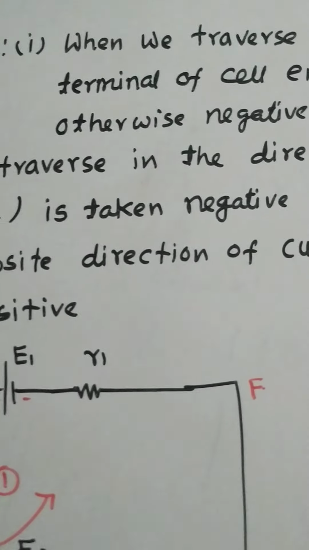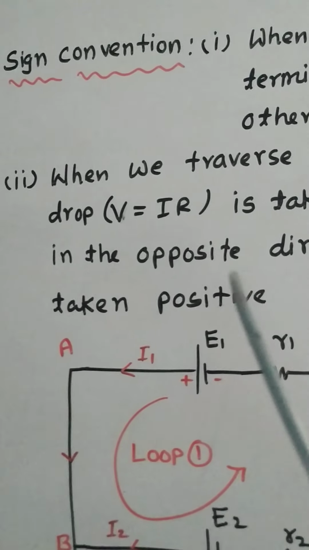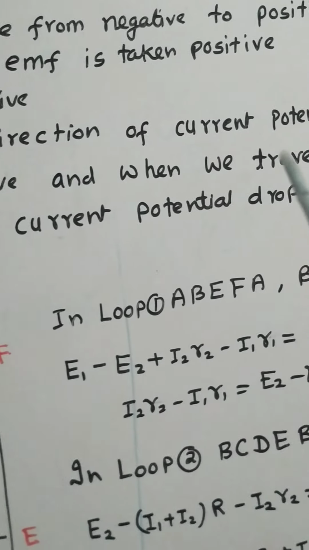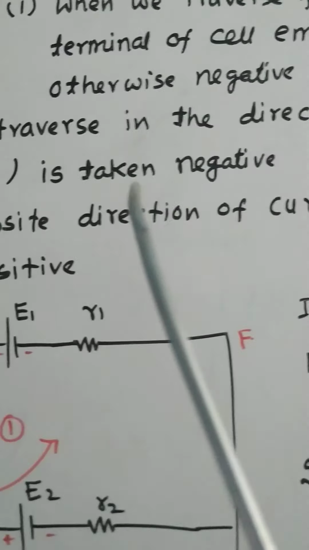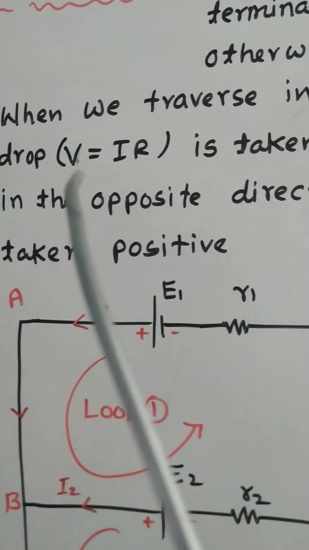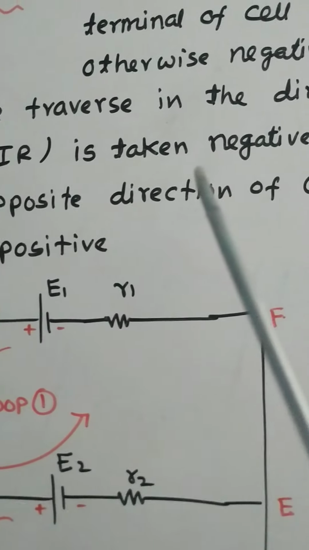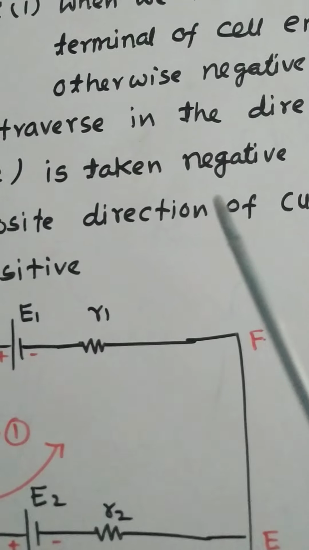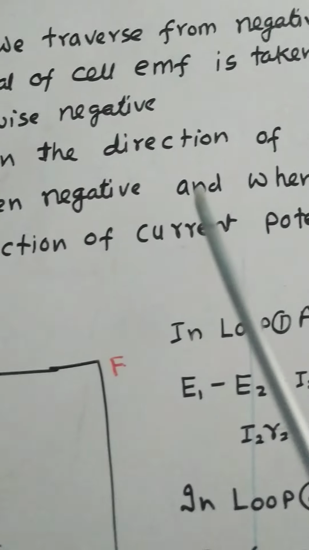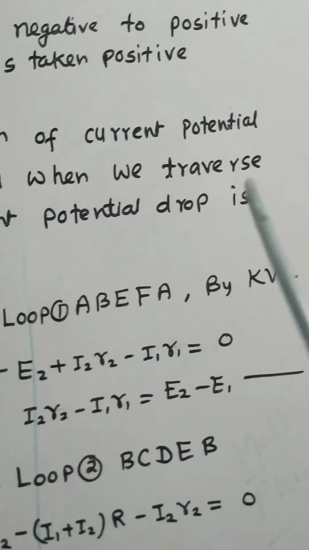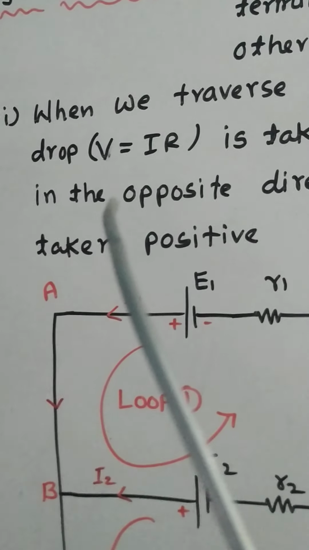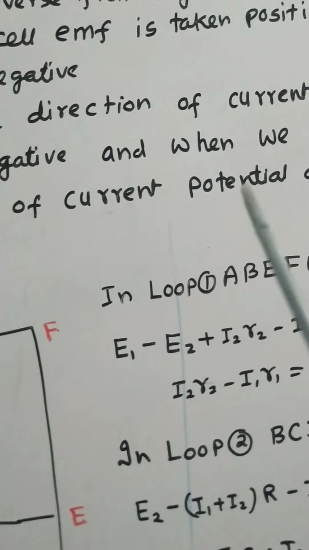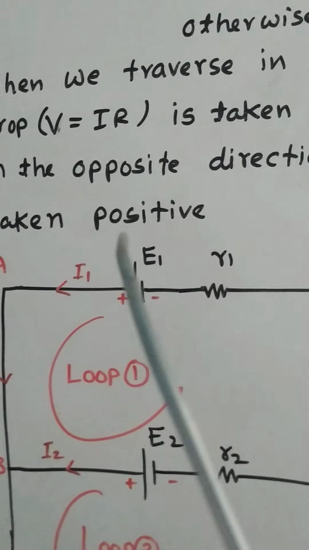The second convention says that when we traverse in the direction of current, the potential drop, that is V equals IR, is taken negative. It means if we move in the direction of current, the potential drop IR is taken negative. And when we traverse in the opposite direction of current, then the potential drop is taken positive.